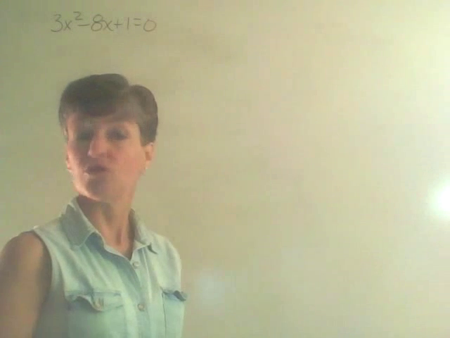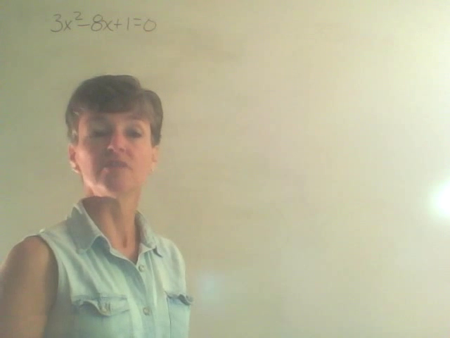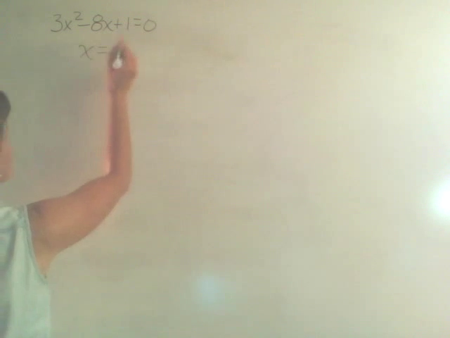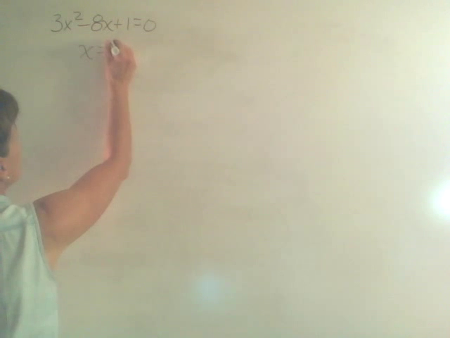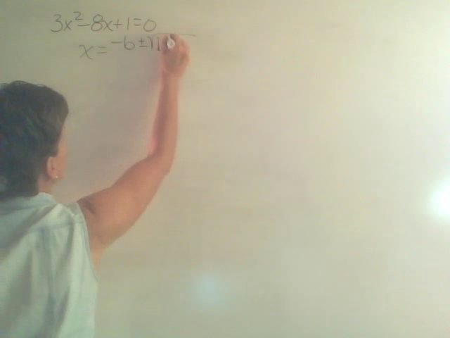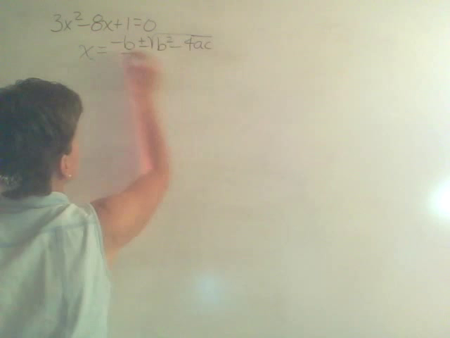All right, let's solve quadratic equations using the quadratic formula. Now remember, a quadratic equation is a polynomial of the second degree. All right, so we're going to start with this one, and I'm going to remind you that the quadratic formula is x equals negative b plus or minus the square root of b squared minus 4ac all over 2a.